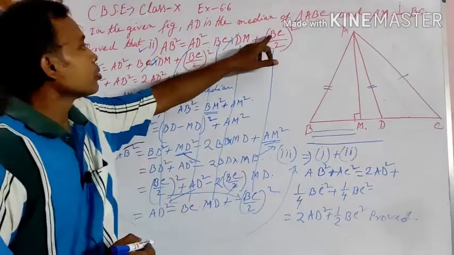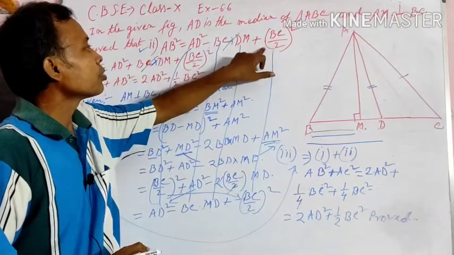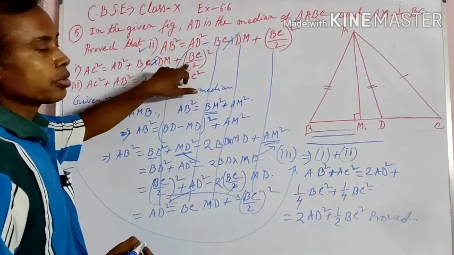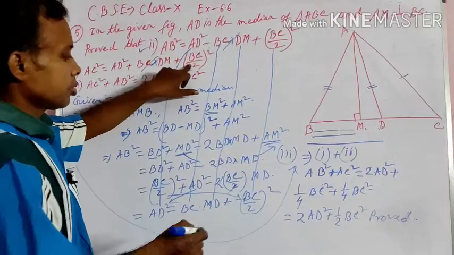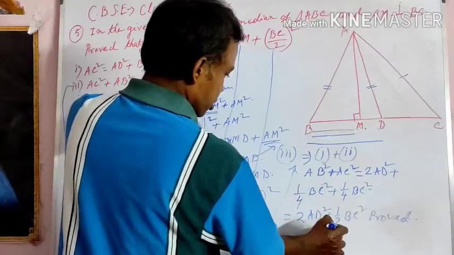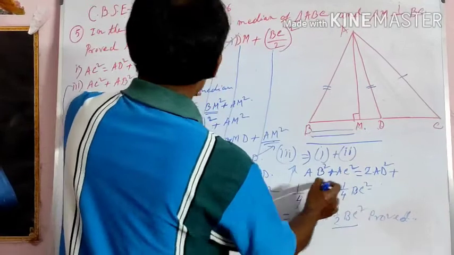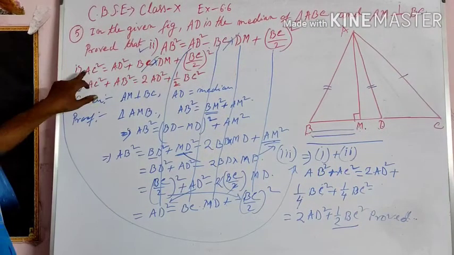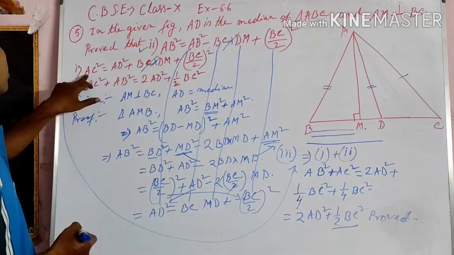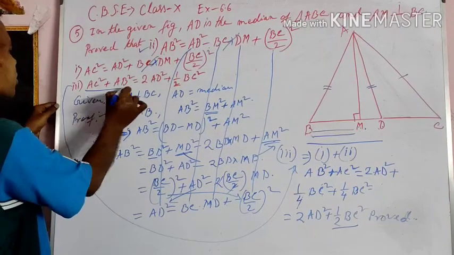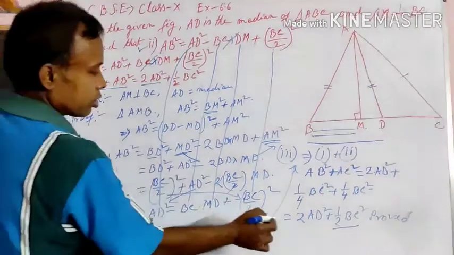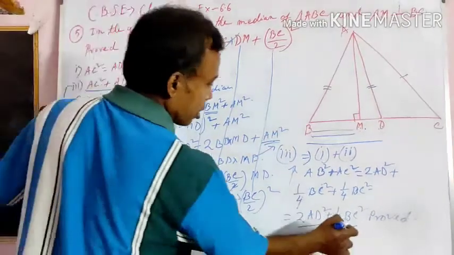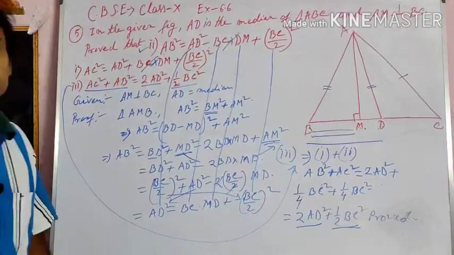(BC by 2) whole square means 1/4 BC square. Here also (BC by 2) whole square means 1/4 BC square. When we add 1/4 BC square and 1/4 BC square, that is half BC square. So AD square twice, and on the left hand side AB square plus AC square is equal to twice AD square plus half BC square. Proved. So, very easy sums next time.